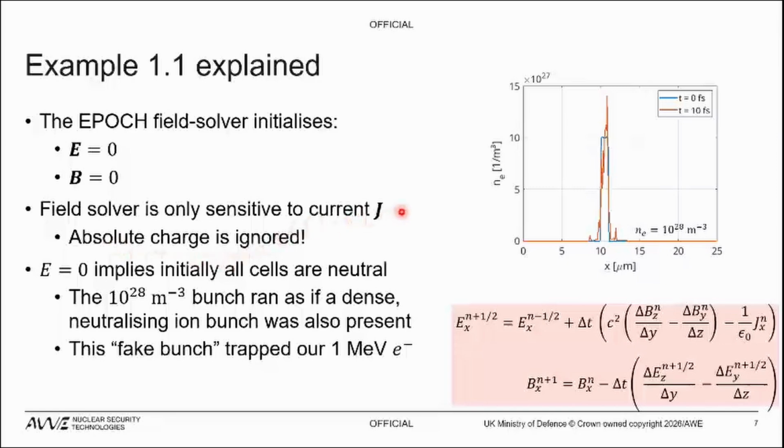You can work around this. You can manually tell EPOCH what your electric fields are at the beginning of the simulation, but this isn't done by default. So typically, if you're not starting with a quasi-neutral target, you might struggle a bit.